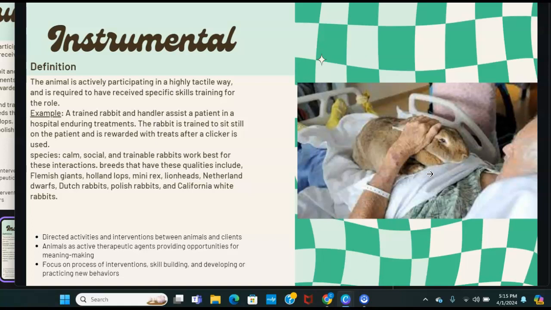And then more examples of instrumental interactions are directed activities and interventions between animals and clients. Animals are active therapeutic agents. Focus on processing of intervention, skill building, and developing or practicing new behaviors.